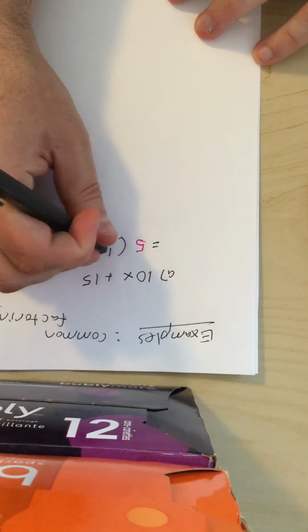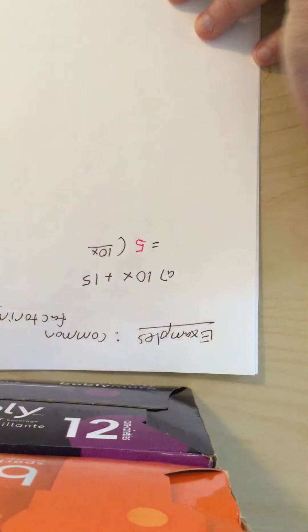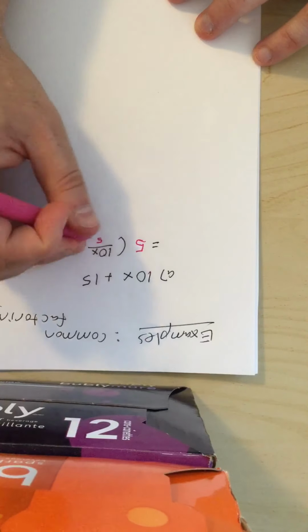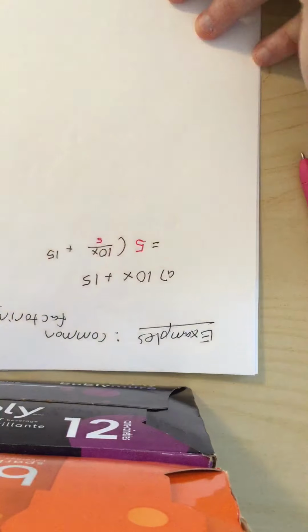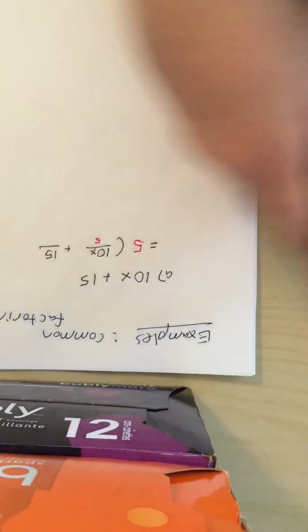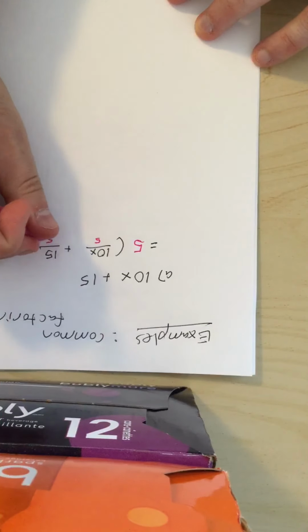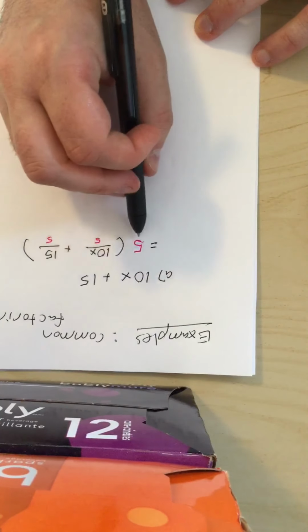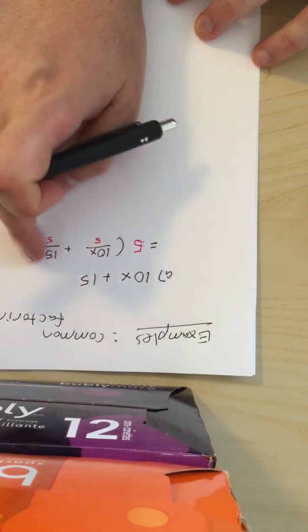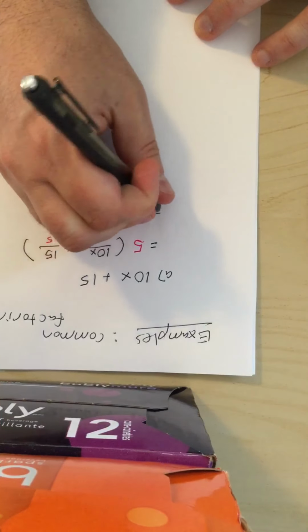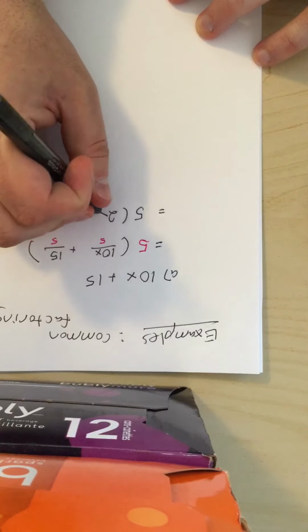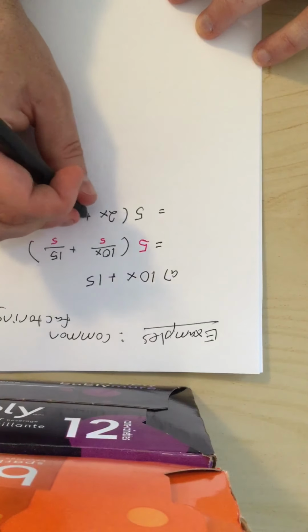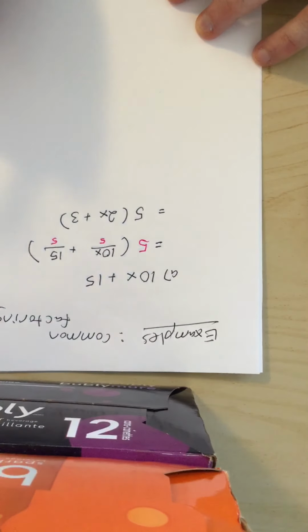Then we're going to take each term and divide by that greatest common factor, the thing that we put in front. So we write the greatest common factor in front, open a bracket, and divide each term by that. And then we get 5. 10 divided by 5 is 2, and 15 divided by 5 is 3.